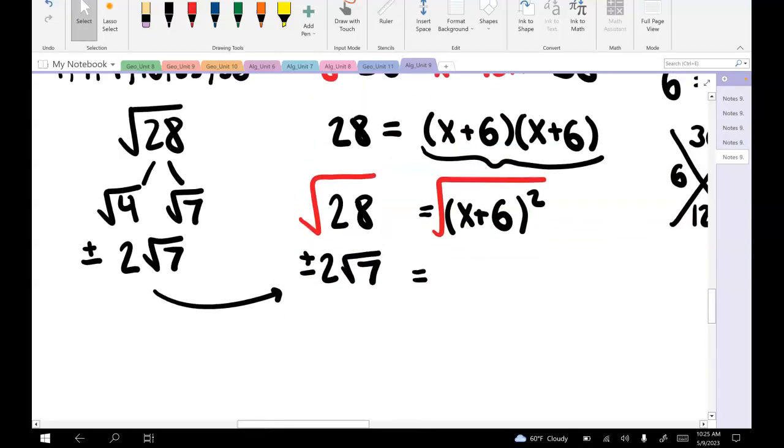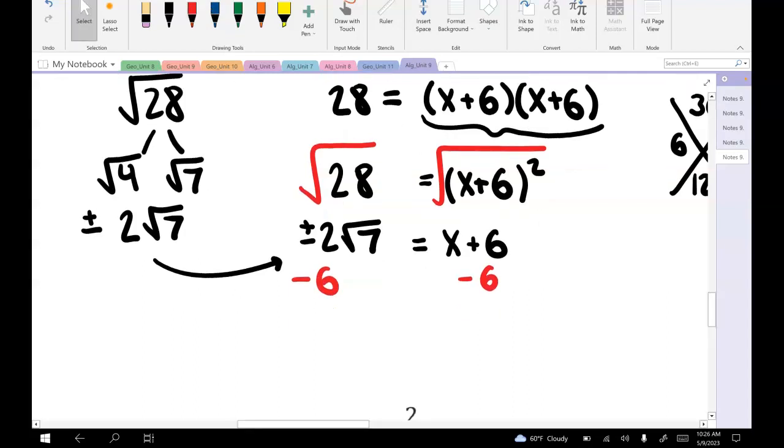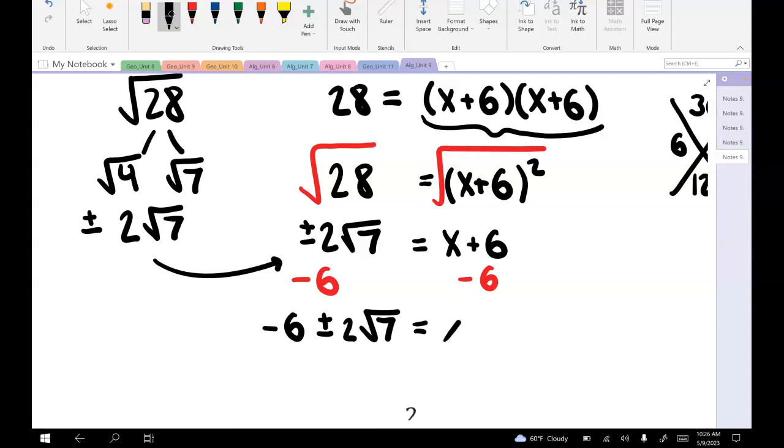So we simplified, we have plus or minus square root of 7. The right-hand side, we just have that x plus 6. And then we have to subtract 6 from both sides, because we want to get x by itself. Subtract 6, subtract 6. So we'd have negative 6 plus or minus 2 square root of 7 is equal to x.